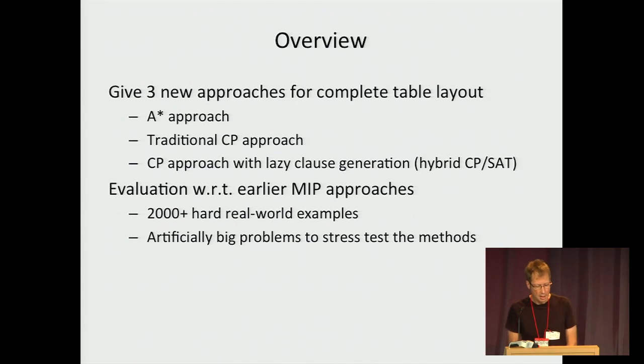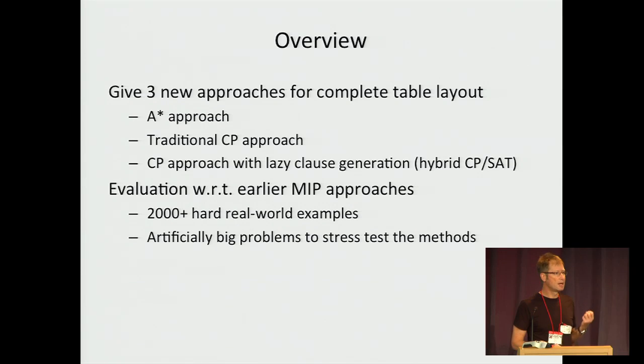So in this paper, what we do is to look at other approaches to complete table layout. We look at 3 new approaches. The first of these is based on A-star. The second is a traditional CP approach, and we also look at a CP approach that uses learning. I'll explain those in a little while. We also do a fairly complete evaluation, and in particular, we look at real-world problems.